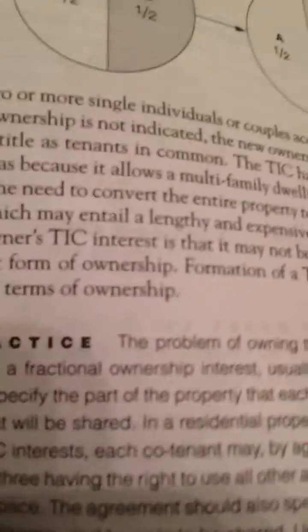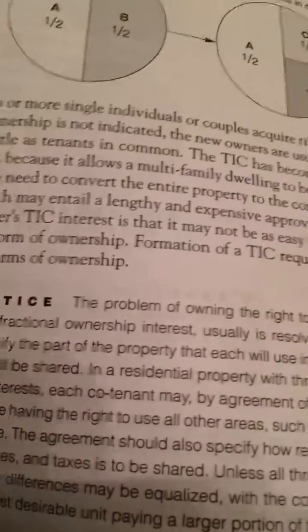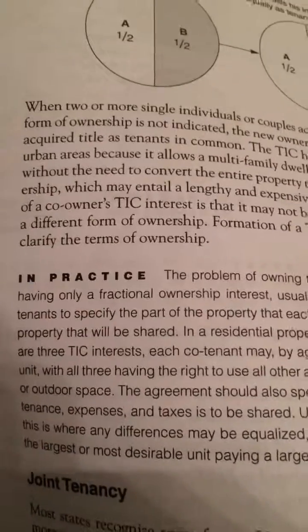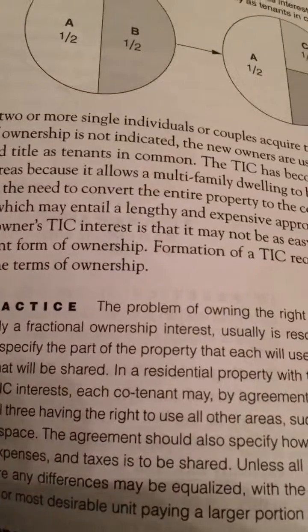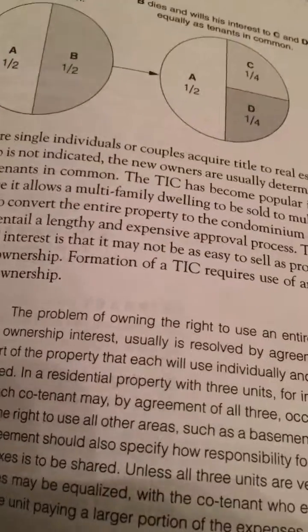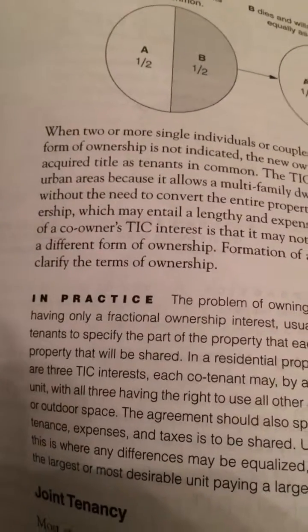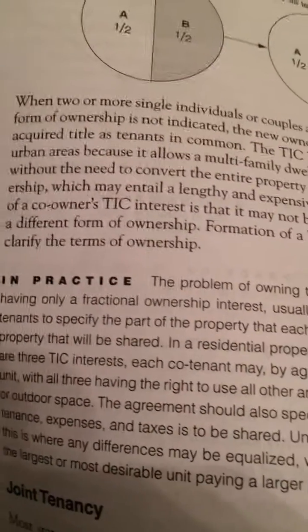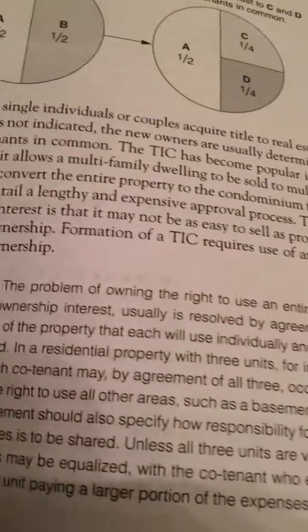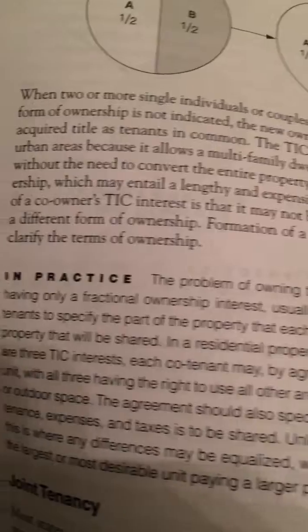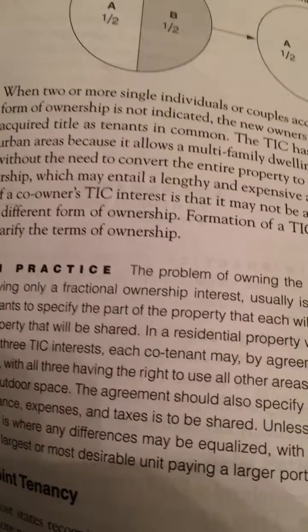In practice, the problem of owning the right to use an entire property but having only a fractional ownership interest usually is resolved by agreement of the co-tenants to specify the part of the property that each will use individually and the part of the property that will be shared.